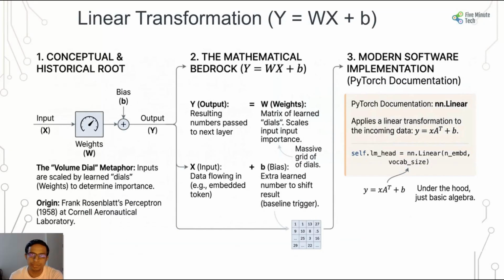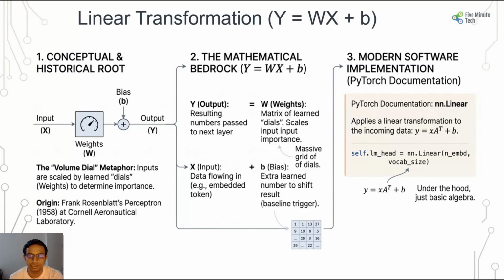Now, linear transformation: we just talked about y = wx + b, where w is the weight and b is the bias, whereas x and y are the input and the output respectively. The conceptual and historical root comes from the volume dial metaphor, where the inputs are scaled by learning the dials, that is the weights. Then there is a mathematical bedrock, the linear transformation, with y being your output and w being your weight, resulting in the numbers passed to the next layer.